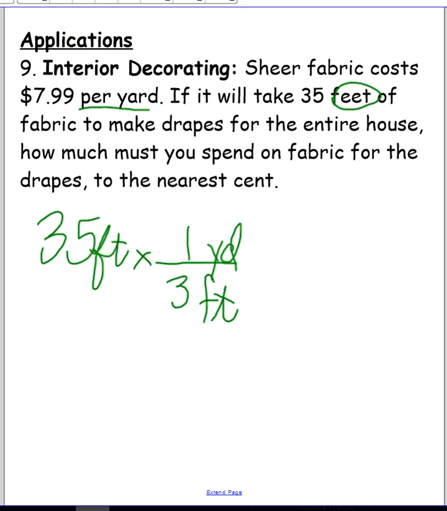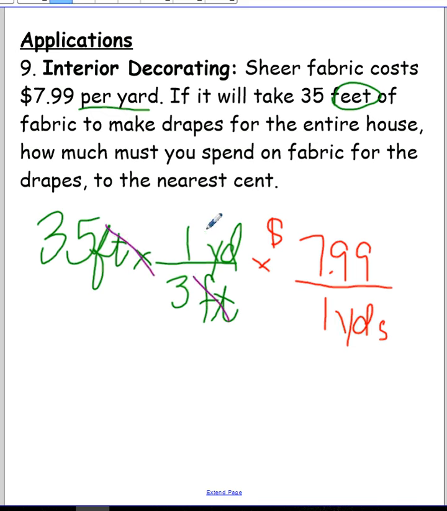But then we have to pay for it, so it's going to be multiplied by $7.99 per yard. Remember, per is another way of writing a fraction. Yard means 1 yard, so that's our unit rate, unit cost. And so when we do that, notice our feet cancel out, and yards cancel out, and so all we're left with is dollars. And so it'll give us the price.